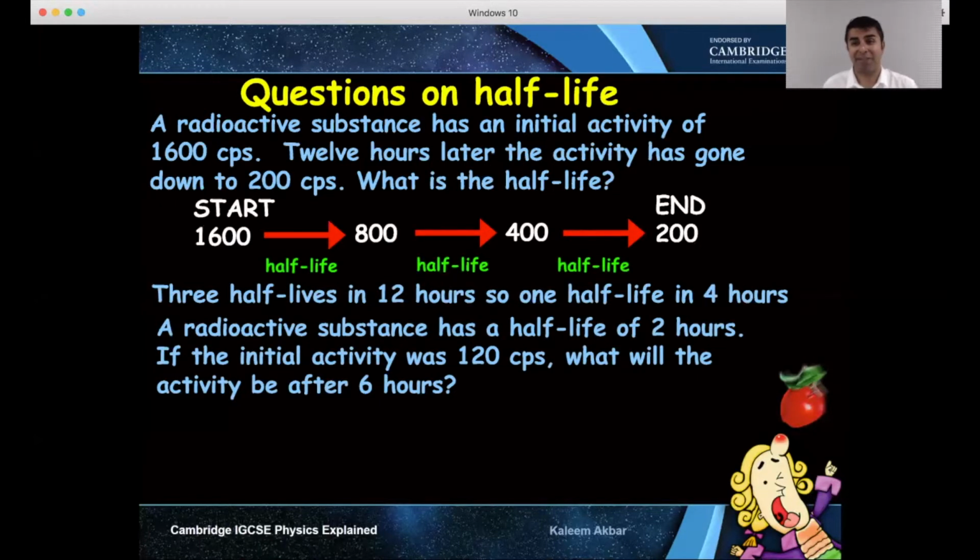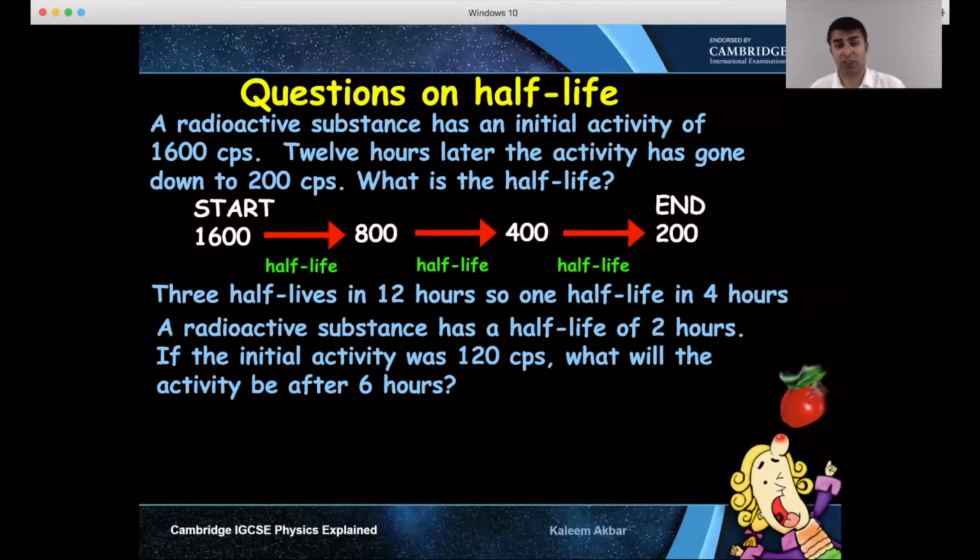Well, instead of halving it, I hope you can see you're going to double it. So the activity before 1600, 4 hours earlier, was 3200. Just like to go from 400 to 800, you would have to go backwards 4 hours and double it. I hope that makes sense. Here's another question.